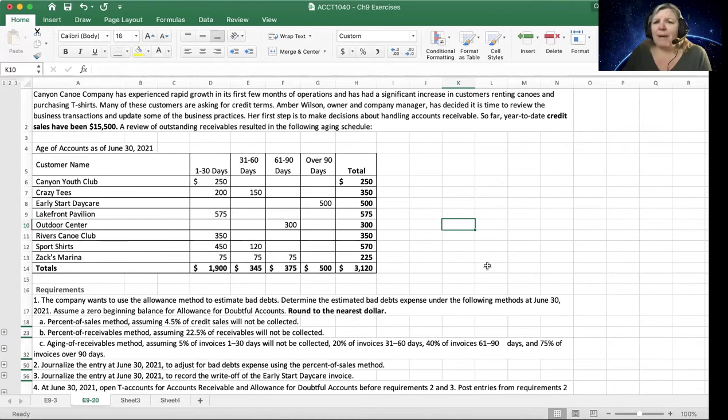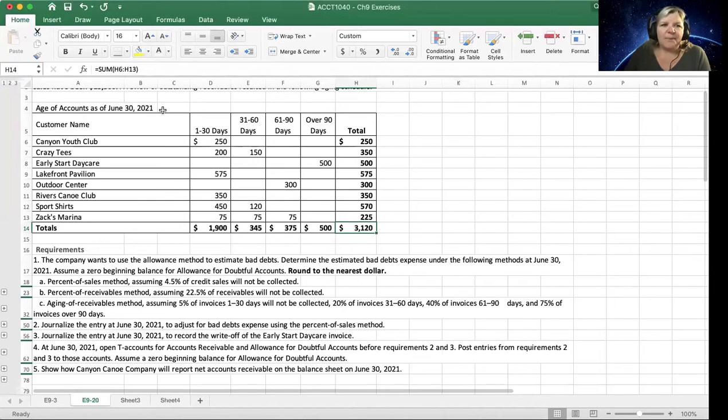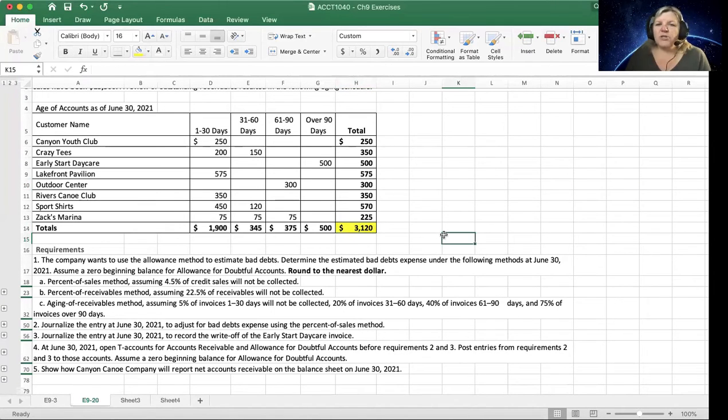Most companies expect payment somewhere between 30 and 60-day time frame. So we tend to see the age listing split into 30 to 45-day chunks. So 1 to 30 days, 31 to 60, 61 to 90, and then over 90. What we have down in the bottom corner here is the total accounts receivable balance at the end of June before any adjustments. So we add up what all of our customers owe us, and it totals the 3120.